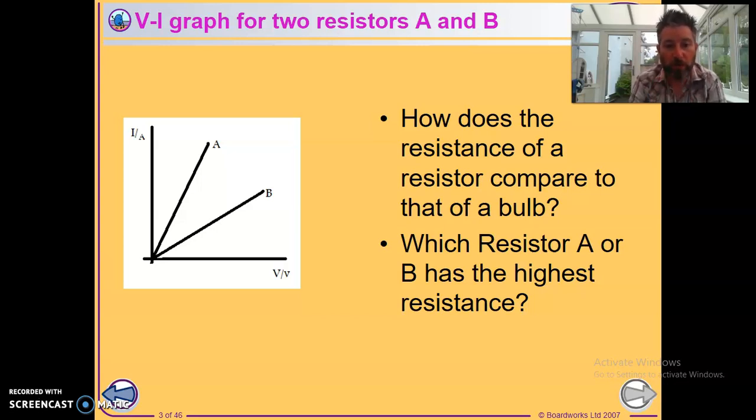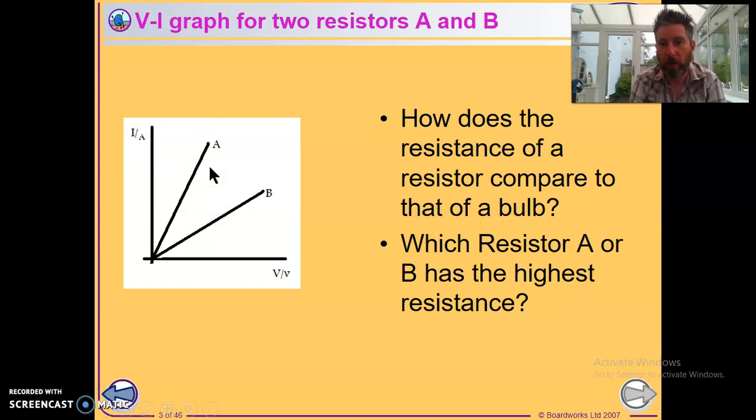Well, if you look at the two of them, this is the voltage, this is the push, this is the current, this is the flow. And if you look at B, it needs a very high push for quite a low current. That means I'm having to push quite hard to push those electrons through it. So B is a much higher resistance than A, because A has a large current for quite a low voltage.